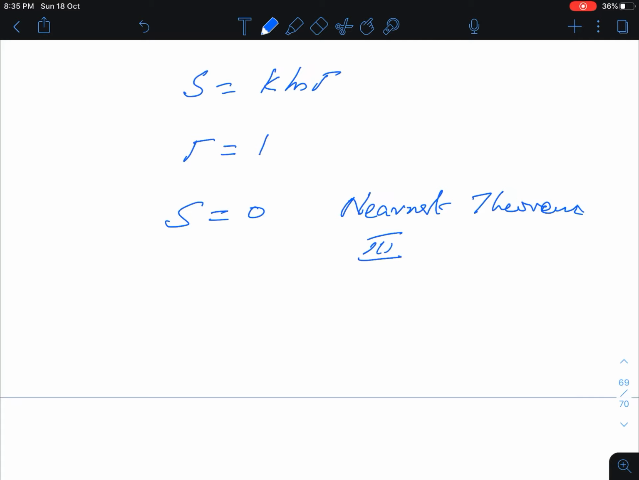So suppose gamma is equal to 1, that means only one quantum state is possible for the system, then that quantum state is usually called a pure state or a pure case. Okay, so that is what we have to say.